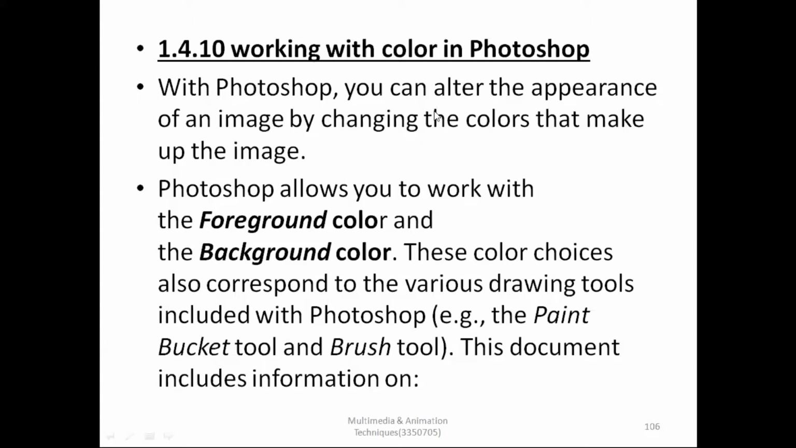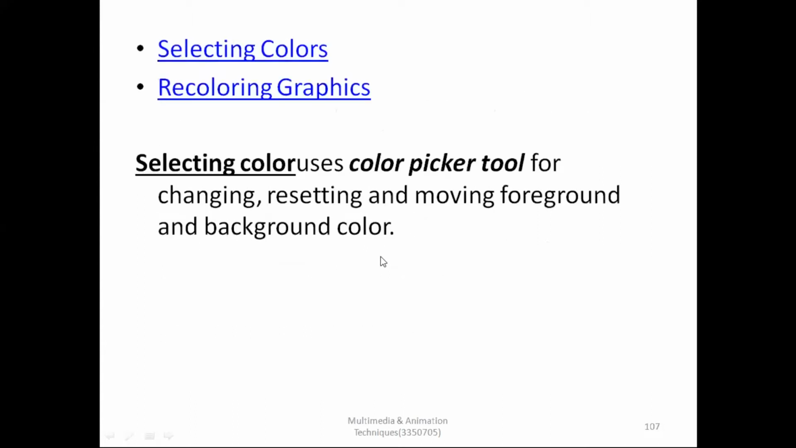Now, moving further to our next topic, that is working with color in Photoshop. What will be done in Photoshop? You can select a particular color for background color or foreground color, or you can also recolor your image, or we can say recolor the graphics. Means existing image can be recolored using Photoshop. First we are going to see just how to set background color and foreground color, or which tool is being used for selecting color.